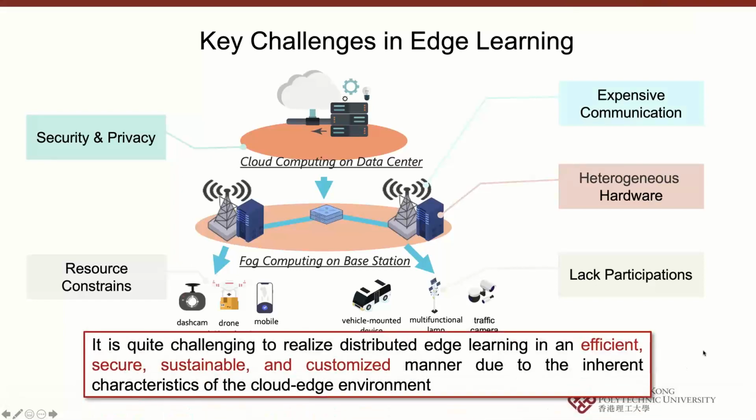So here, the objective is to realize distributed edge learning in an efficient manner. Efficient means fast convergence and high accuracy of the training model. Secure, sustainable. Sustainable means we can always have a sufficient number of participants, and customized from many perspectives. For example, the model could be customized. The quality of service of the AI could be customized. Many things. So this is a summary of the challenges.